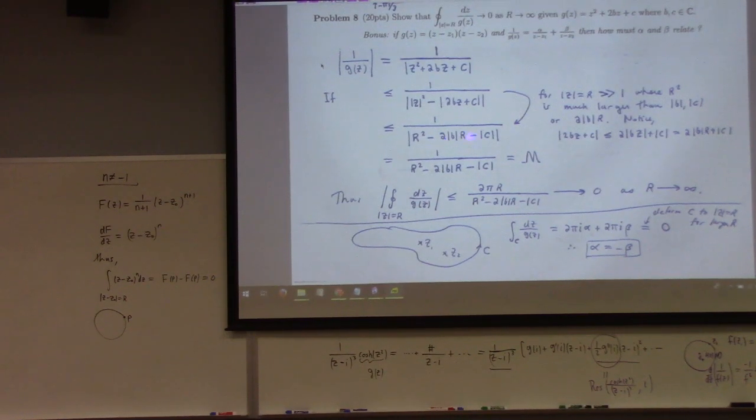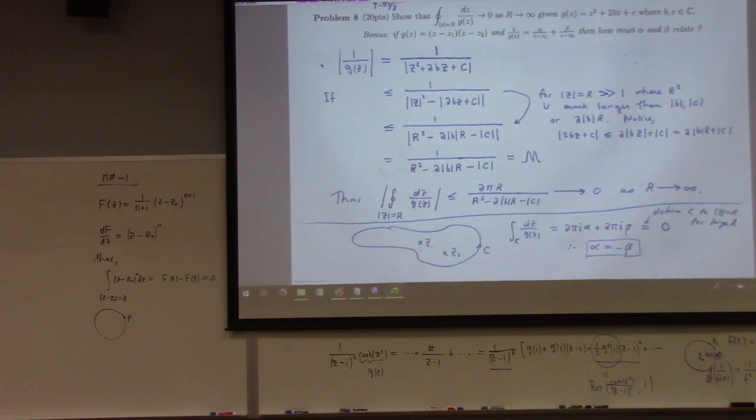So then that gives me this, which is positive, so I dropped the absolute values and got that. So I got a quadratic in r with some coefficients, whatever they are, I don't care. ML theorem, 2 pi r over r squared minus that. And of course, as r goes to infinity, that goes to 0.